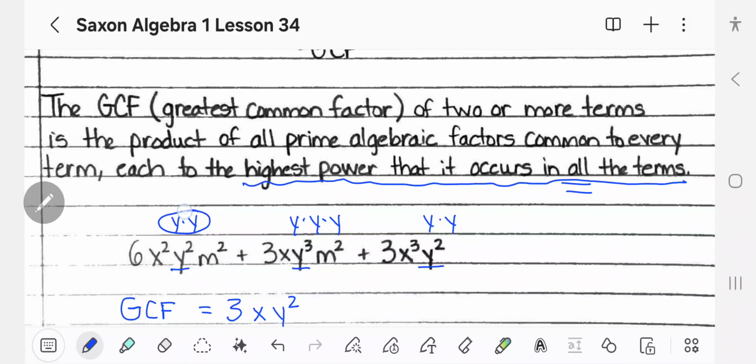What do they have in common? This is what they have in common. They all have at least a y squared, okay?